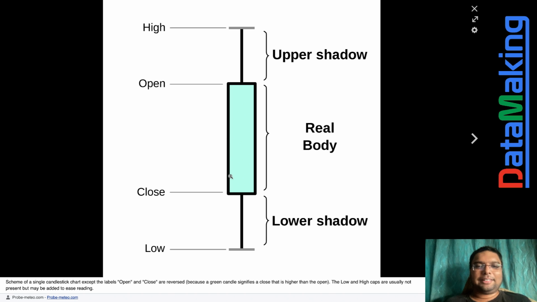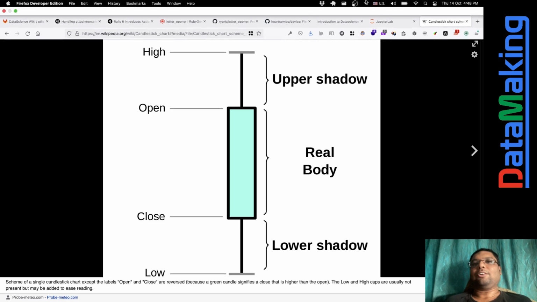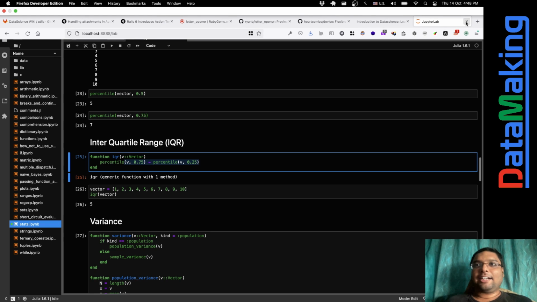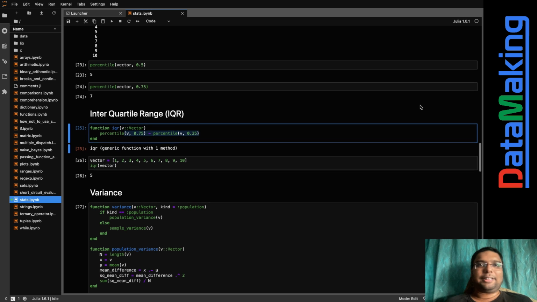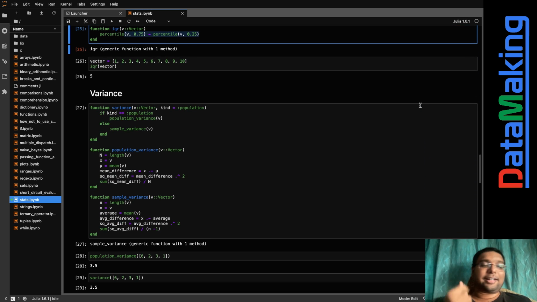Just imagine this is the zeroth value, this is the 25th percentile, this is the 75th percentile, and this is the 100th percentile. Don't think of stocks, think of a graph with zeroth percentile, 25th percentile, 75th percentile, and 100th percentile. The distance between the 25th and 75th is called the interquartile range. Khan Academy has a very good explanation of it, but I'm very lazy to go to Khan Academy, search it, and show it.